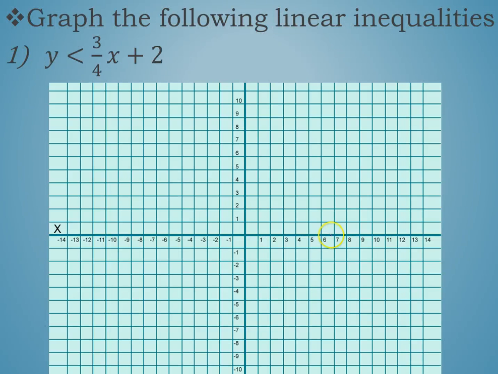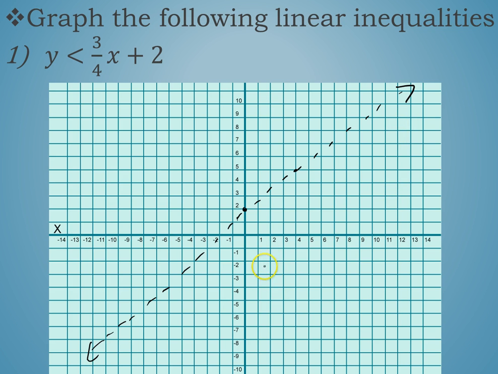So we want to graph this function. Y is less than 3/4 of x plus 2. So first thing we do is we're going to plot the 2 on our y-axis. We're going to use our slope as 3/4 to go up 3, to the right 4. So that process is the exact same from equations. Now, because it's just less than, we are going to connect our 2 dots with a dotted line. It will not be solid because it's not equal to.